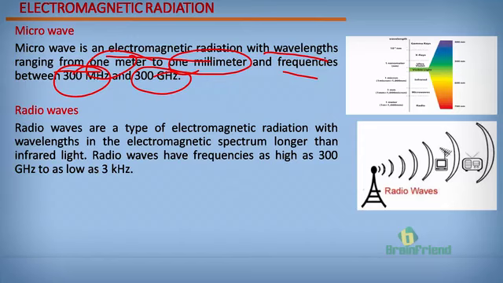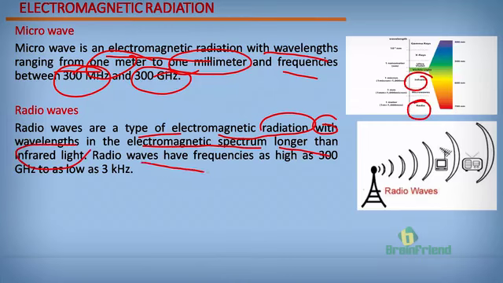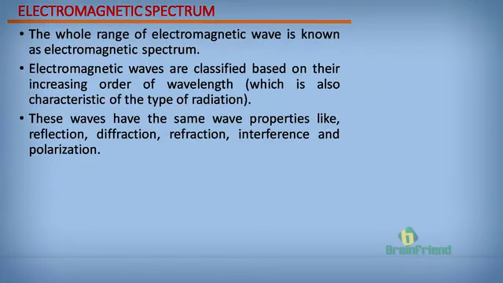Radio wave. Radio waves are a type of electromagnetic radiation with a wavelength in the electromagnetic spectrum longer than infrared. This is radio wave. It has a longer wavelength than infrared. Radio waves have a frequency as high as 300 gigahertz to as low as 3 kilohertz. You can see as there is an increase in the wavelength of this electromagnetic radiation, there is a decrease in their what? Frequency.